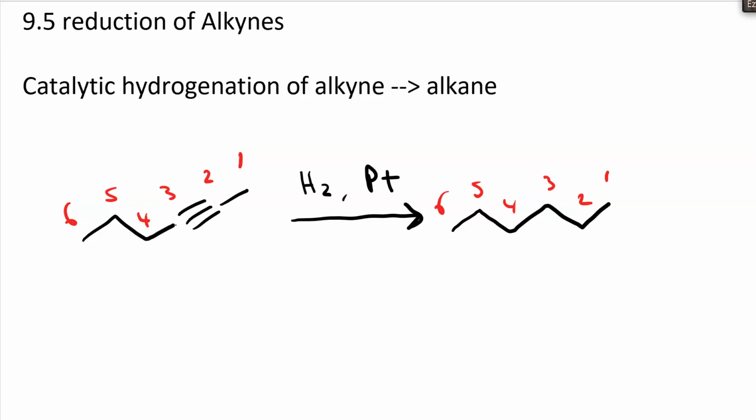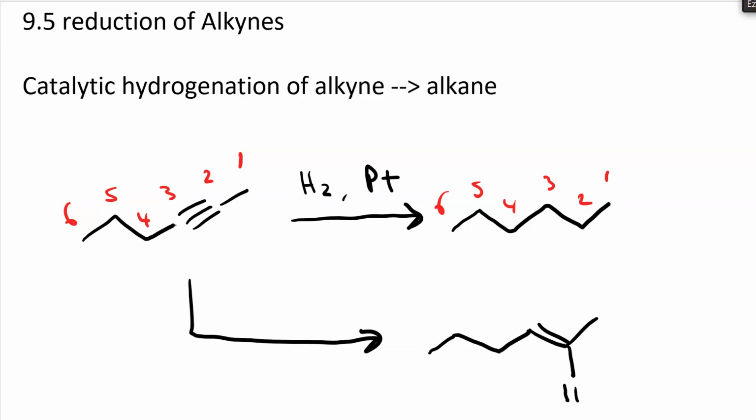Now, what do we do if we want to reduce to the alkene? Well, we need to only reduce once instead of twice. To do that, we need a poisoned catalyst.